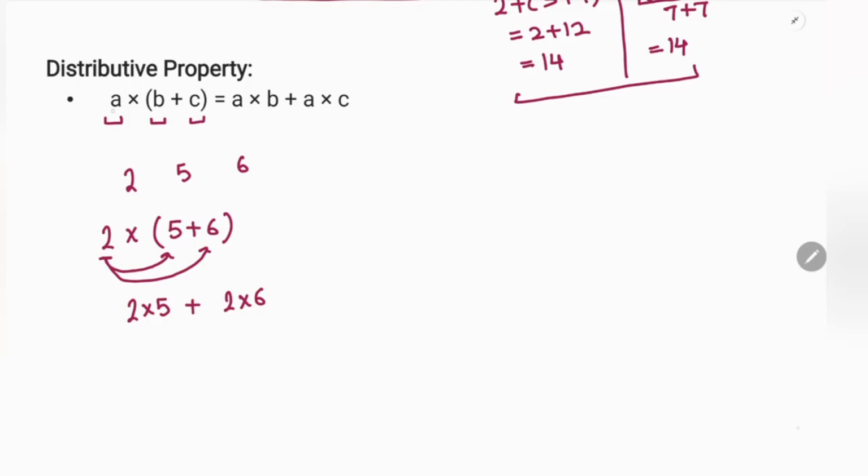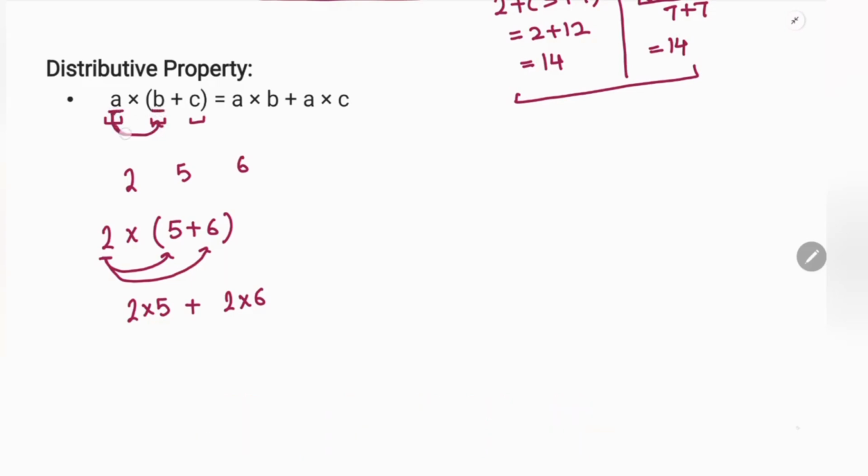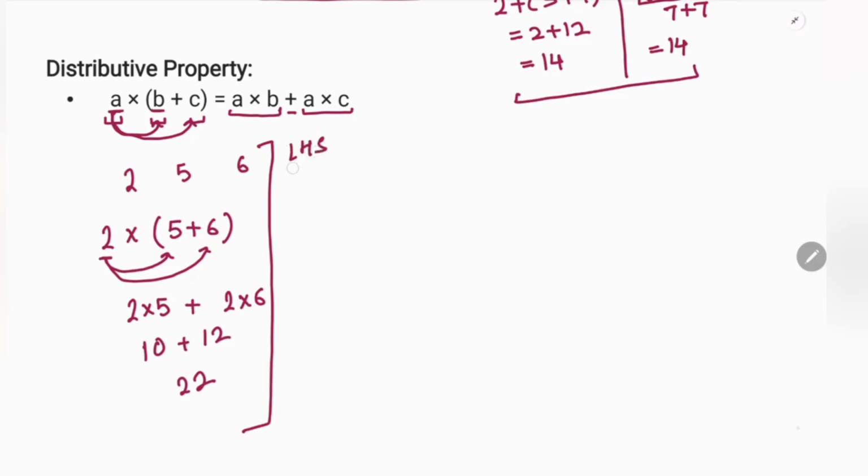Whatever is outside the bracket will be multiplied with b first and then multiplied with c. a times b plus c equals a times b plus a times c. So 2 times 5 is 10, 2 times 6 is 12, it is 22. This is how I multiplied. What if I do this? LHS is 2 times 5 plus 6. Instead, I will solve the bracket first. 5 plus 6 is 11. So 2 times 11 is 22. So you do it this way or this way, you will get the same answer. This is distributive property.